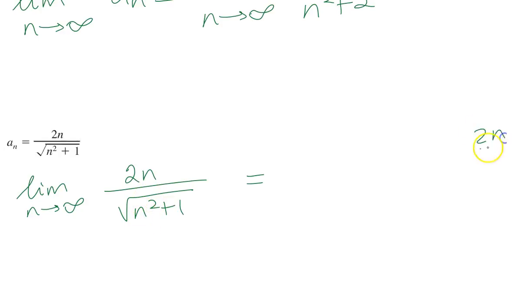Now guys, you have 2n over n. When n goes to infinity, that limit is 2. Okay? So remember, when n goes to infinity, keep it as 2n. Come down here, ignore the smaller powers, ignore 1. This becomes square root of n squared. When simplified, you get n. So 2n over n will give you 2.